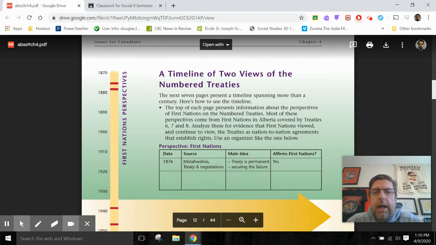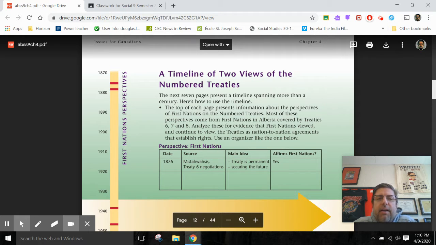Hello, grade 9 class. You're working on the chapter 4 assignment currently. There's a section in the chapter 4 assignment that might be a little bit confusing for a number of students. So I'm going to spend a few minutes going over this timeline.